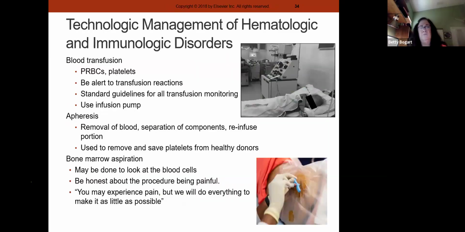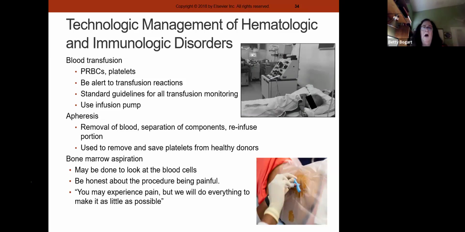Blood transfusions, packed red blood cells, platelets, all of these things can cause a blood transfusion reaction. Always know what your hospital procedure is on how to give it, and just follow it all the time. Apheresis, I've mentioned it, when we talk about pulling off one component out of the blood, and that's actually done by nursing.